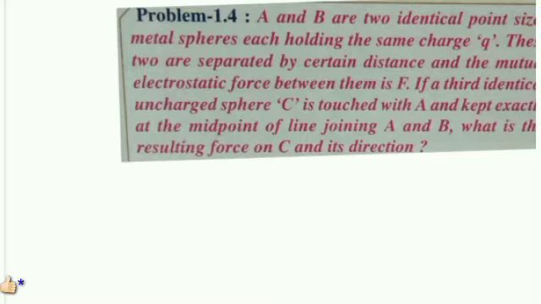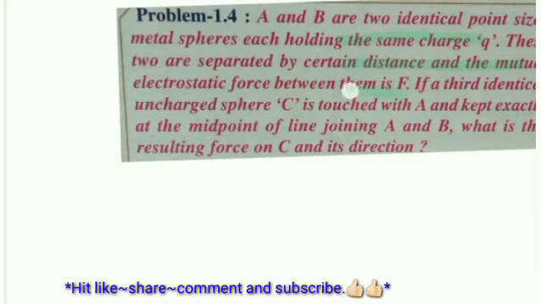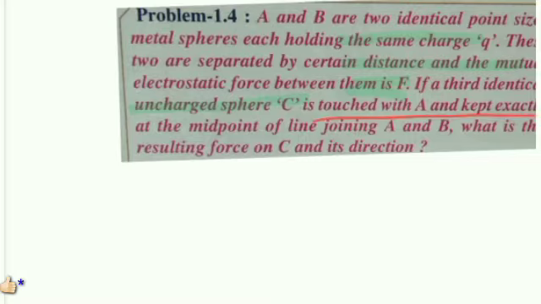A and B are two identical point-sized metal spheres, each holding the same charge Q. These two are separated by a certain distance and the mutual electrostatic force between them is F. If a third identical uncharged sphere C is touched with them and kept at the midpoint of the line joining A and B, what is the resultant force on C and its direction?